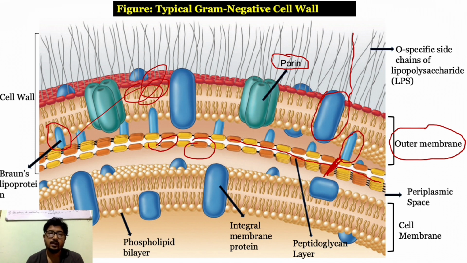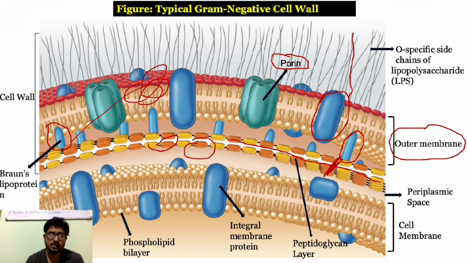Now, in the case of the gram-negative cell wall, what do we mean by the term cell wall? Which one will be the cell wall: the peptidoglycan layer, as in gram-positive, or the outer membrane? The answer is the total composition, peptidoglycan plus outer membrane, is the cell wall of gram-negative bacteria. So whenever you are asked to answer about the gram-negative cell wall, you will write peptidoglycan layer plus outer membrane.